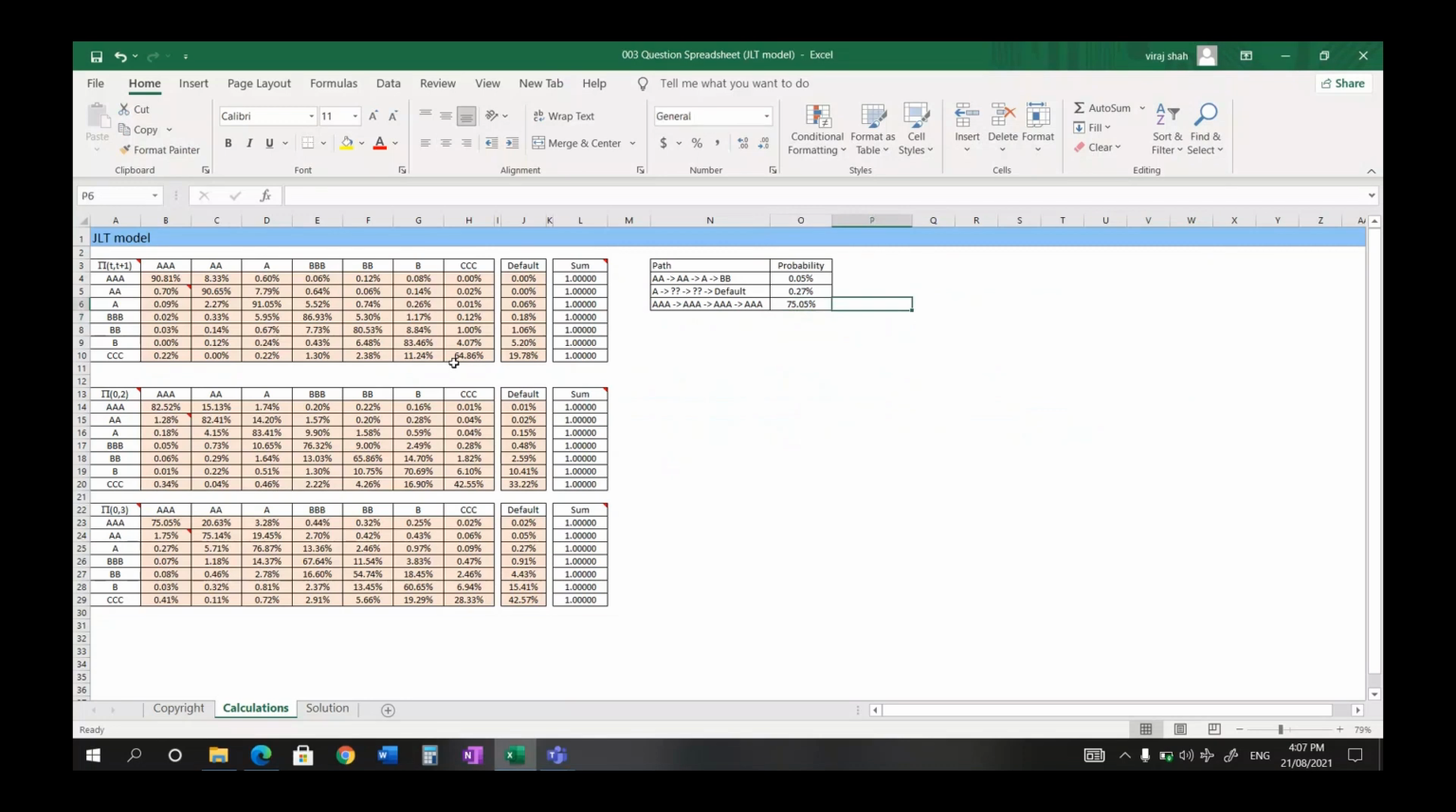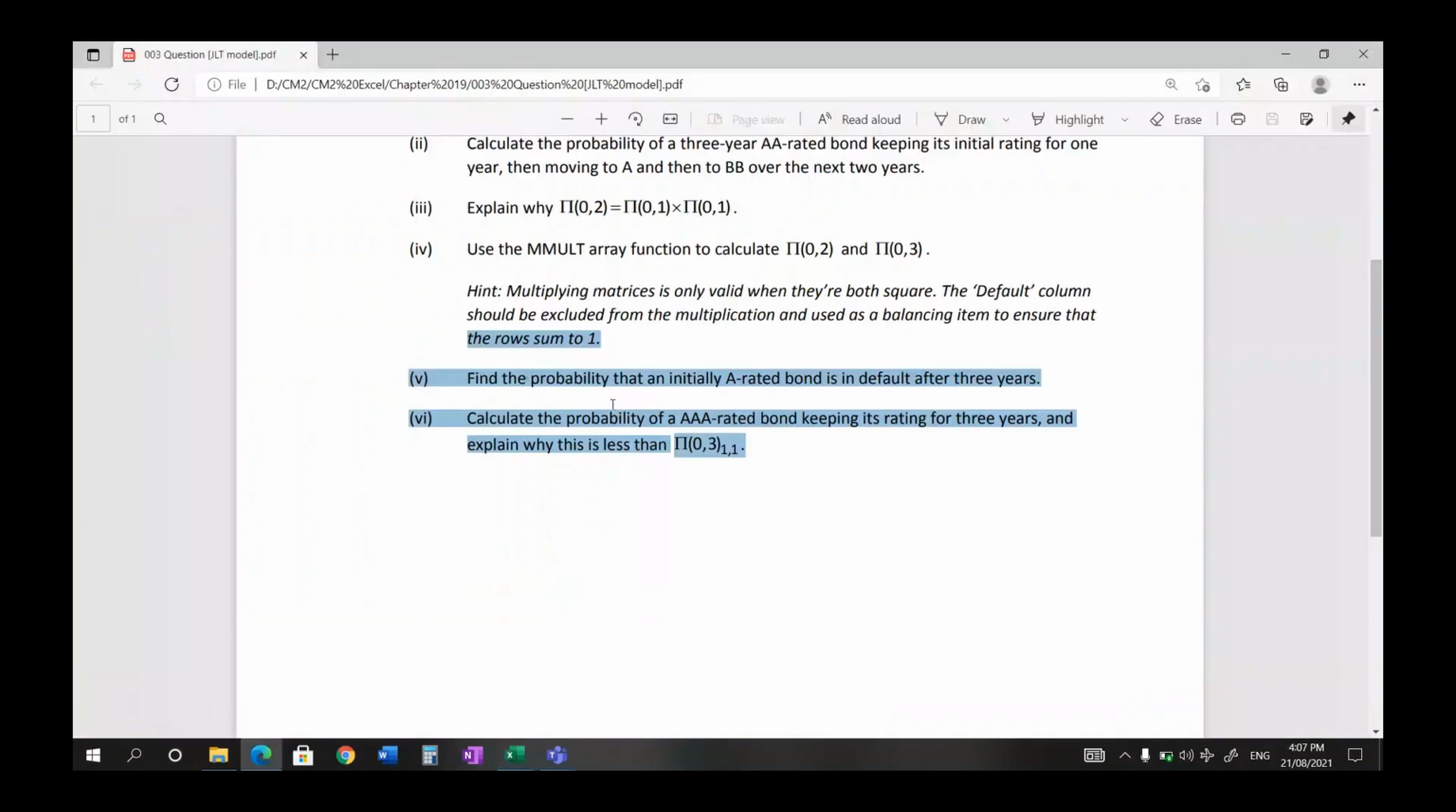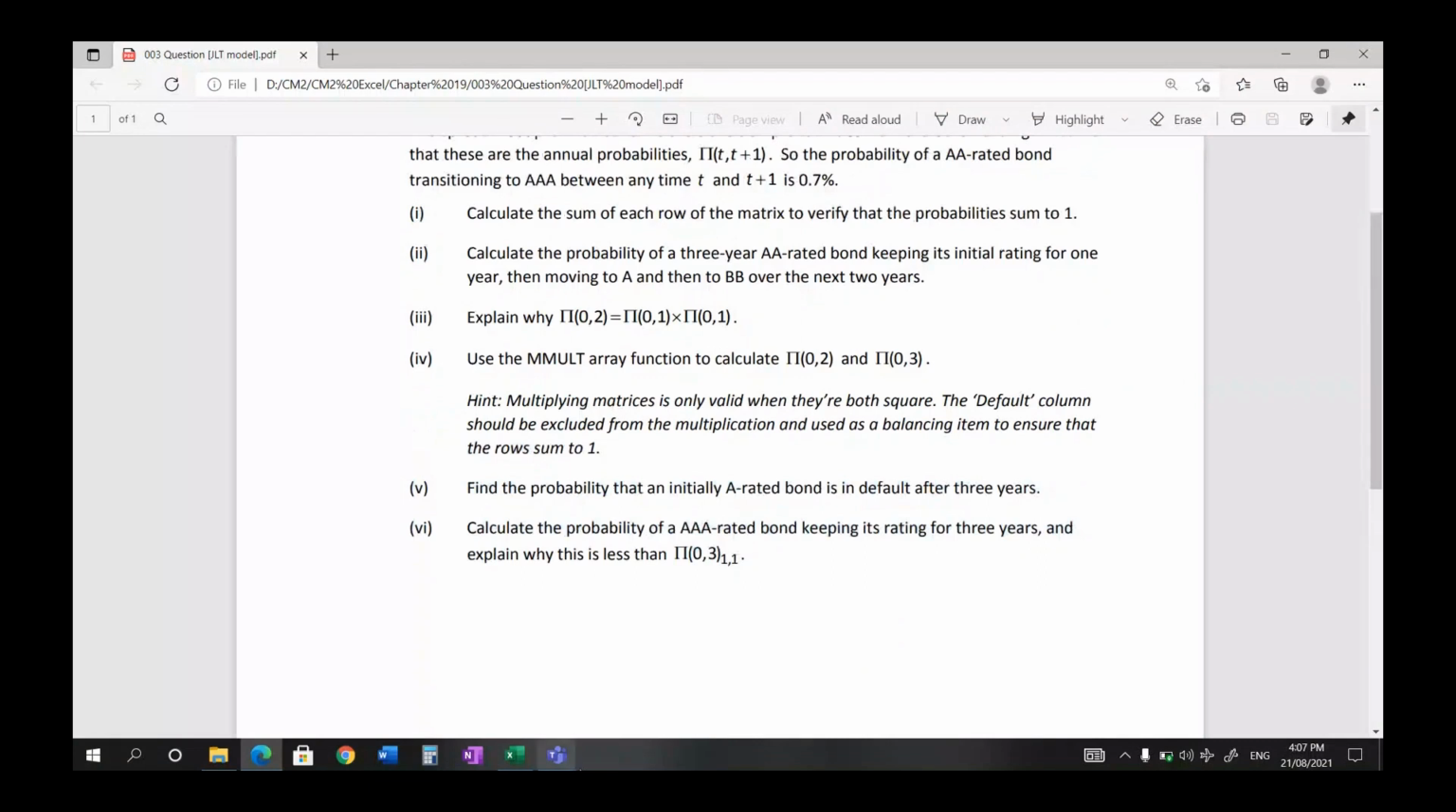Otherwise, the answer could also be the probability of AA staying AA raised to 3. If you see, the answer is quite similar, but there's a slight difference because of the matrix multiplication. Both answers are completely right. With this, you are done with your chapter 19 solving.